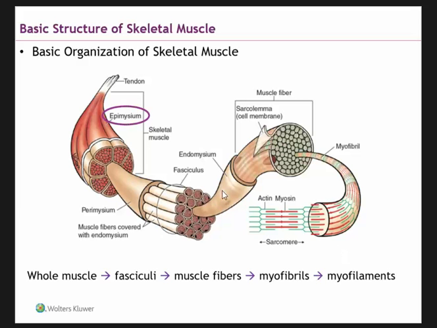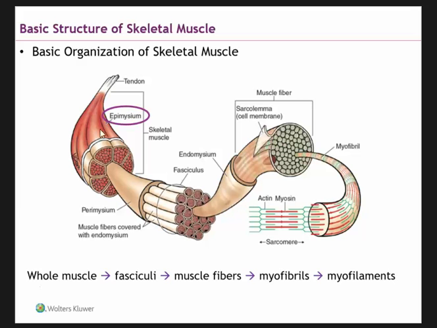So what we want to look at is we're going to break down this whole system right here. So whole muscle is what we see, this red part. We see our tendon, and then the tendon kind of forms our muscle. The muscle is covered in a layer of connective tissue called the epimysium. And all the connective tissue will have its own individual slide that we'll talk about in just a little bit.